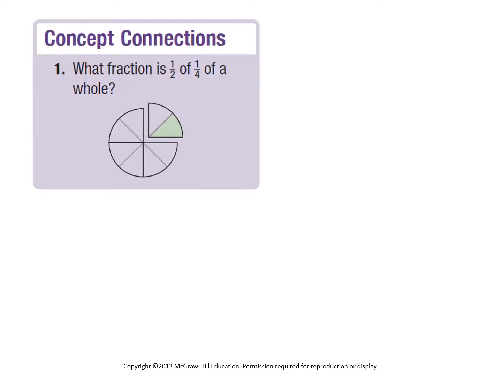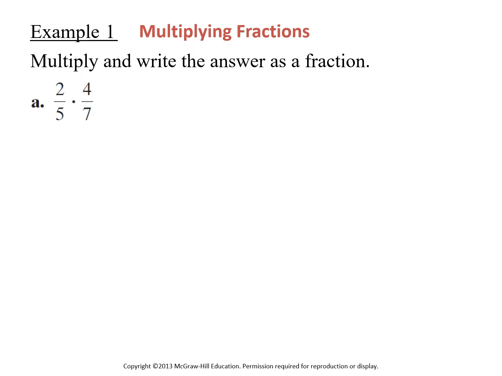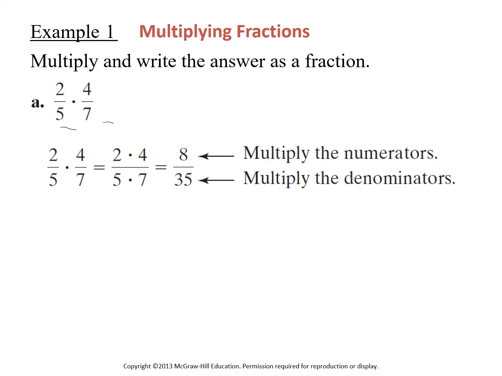What fraction is 1/2 of 1/4? And we can see from this drawing that 1/2 of 1/4 is equal to 1/8. So to multiply fractions, again, we're going to multiply across the numerators and across the denominators. So going across the top, 2 times 4 is 8, and across the bottom, we have 35.